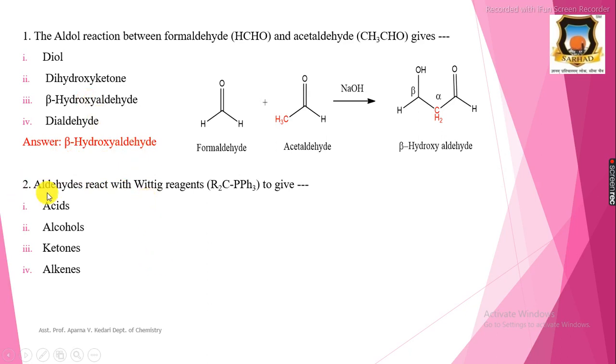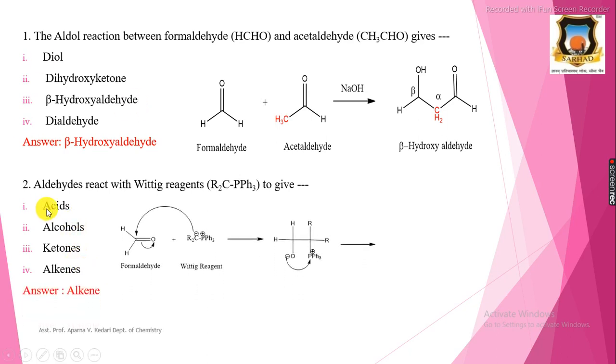Then the second question is: aldehyde reacts with Wittig reagent to give acid, alcohol, ketone, or alkene. And the correct answer is alkene. Here the reaction of aldehyde, for example formaldehyde, with Wittig reagent gives this intermediate, that is betaine. This betaine gives alkene. Therefore the correct answer is alkene. Therefore aldehydes react with Wittig reagents to give alkene.